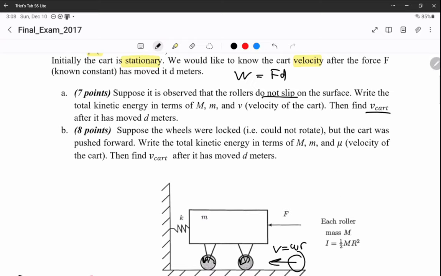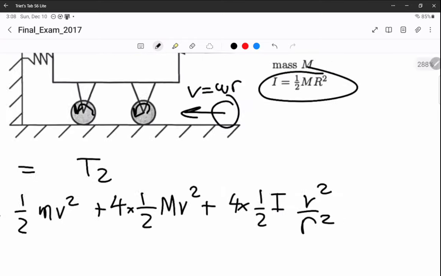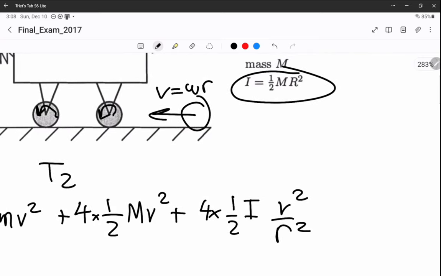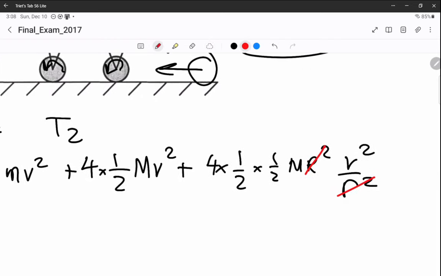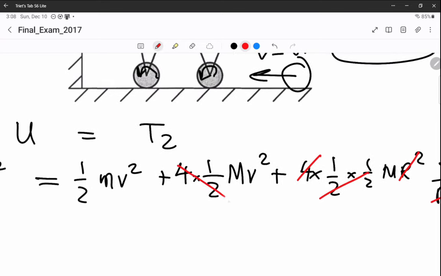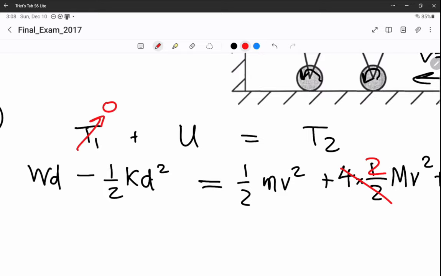That's one. And also I is the moment of inertia, which I believe is written right here. I is 1/2 MR square. So this I is going to be 1/2 MR square, R square, 4, 2, then 4, 2, 2. Okay.